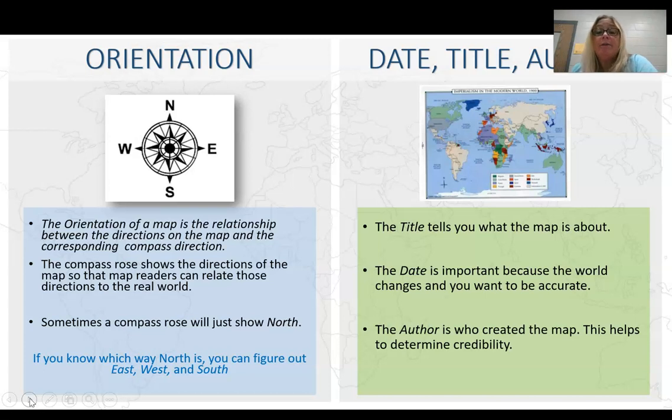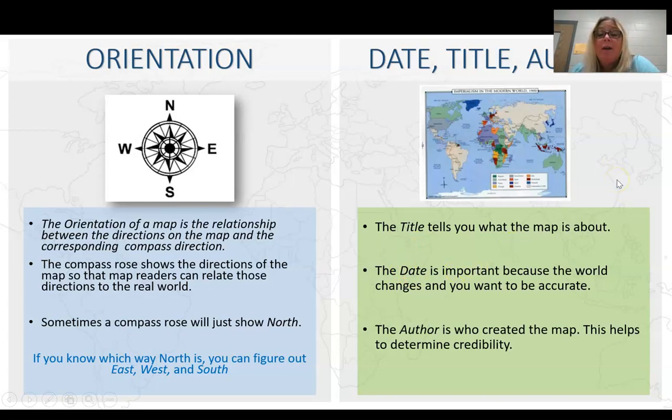Date, title, and author. We often find that a map includes a title. This tells you what the map is about. You'll also find a date on the map. The date on the map is important because maps include changes. The world around us changes. So if you have a map from 2010 of the city of Aiken and a map of 2020 of the city of Aiken, they're going to be different because the 2020 map would account for changes that have been made since 2010. So a date is important to have on a map.